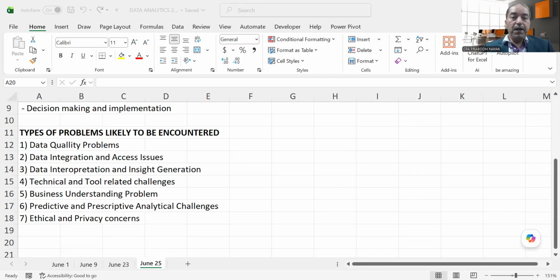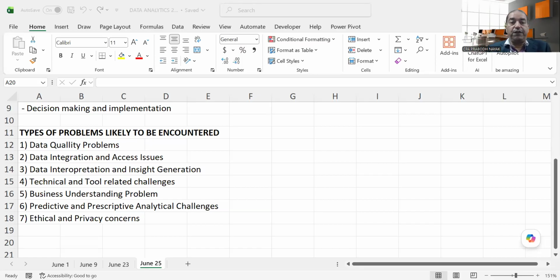Next one is predictive and prescriptive analytics challenges. Predictive: forecasting. Building accurate forecasting models with a limited quantity of reliable data.